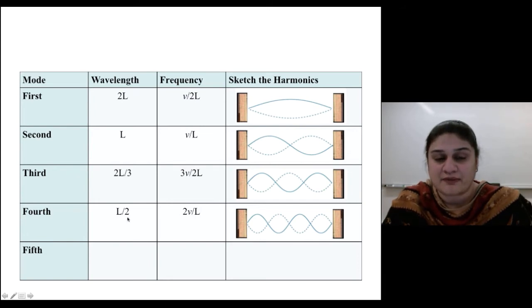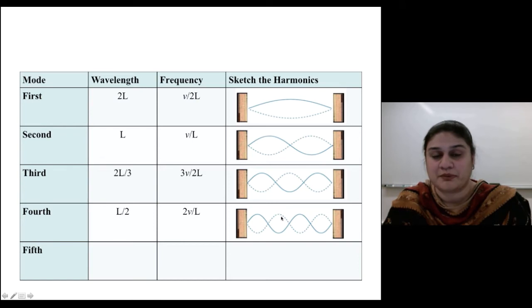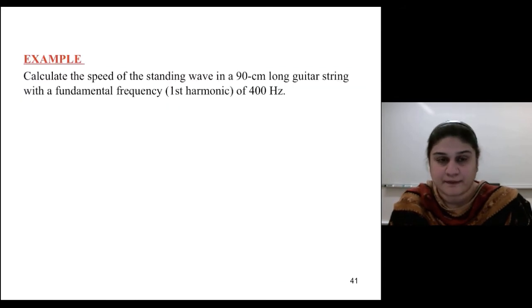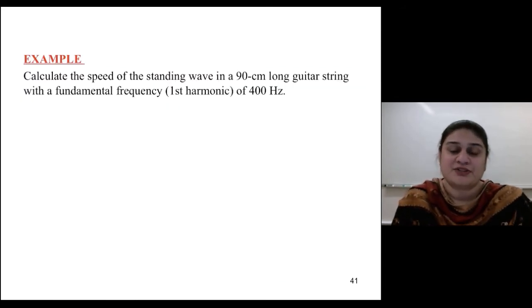For the fourth one, the wavelength will be L over 2, the frequency will be 2v over L, and the harmonic will be given by this. I'm going to leave as homework for you to calculate the fifth wavelength, the frequency, and sketch the harmonic. Now, here's a question.